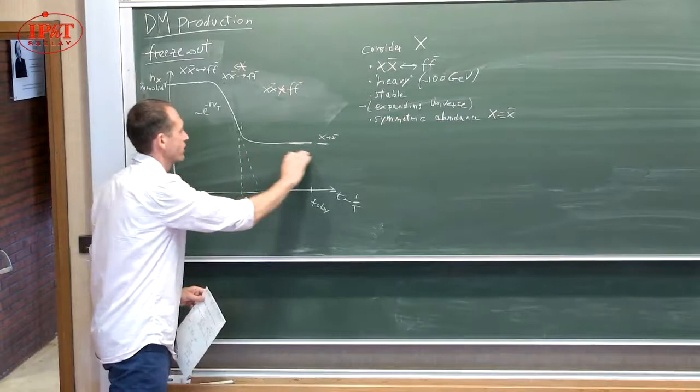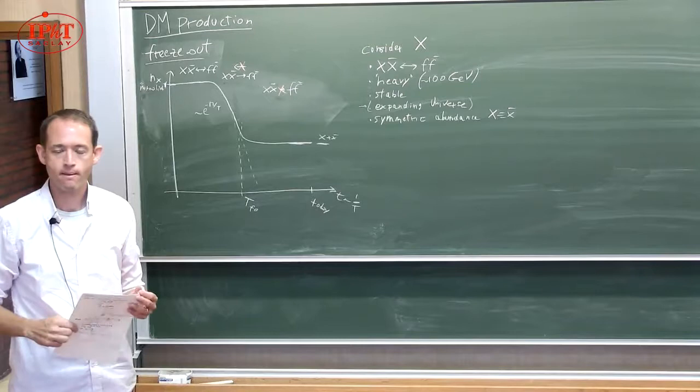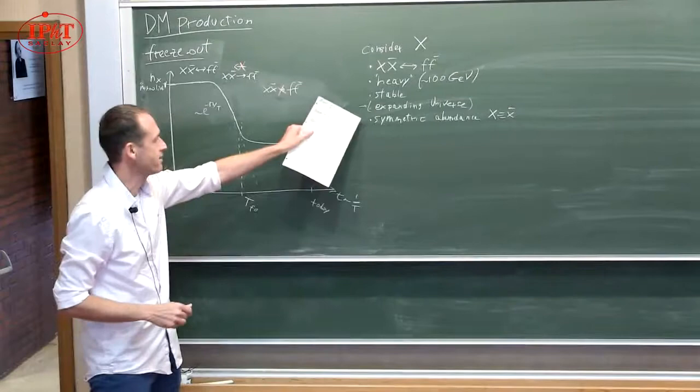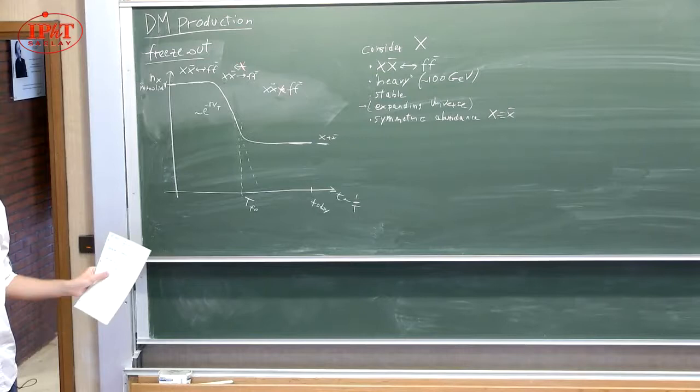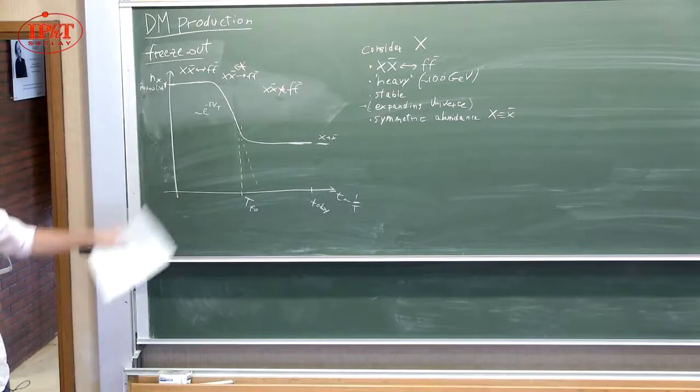Yeah? Is this before baryogenesis, or after? There is no asymmetry between X and X bar? No. I'm assuming that this is a symmetric case, so I have a symmetric abundance between X and X bar. It's before baryogenesis, but typically yes, but this is completely disconnected, so I'm not connecting to the physics of the baryonic sector at all. It will be in the next case that the two will be connected. But typically yes, it's before.